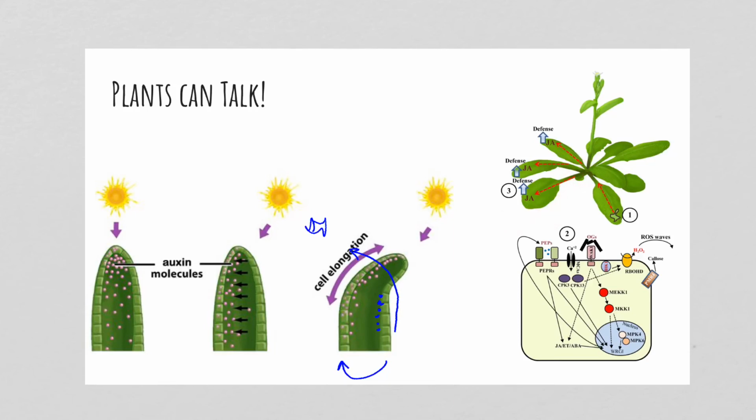So it's another way that plants can talk to each other, again, using cell signaling, using communication, using molecules to help change what's going on inside the nucleus to make different proteins to help it work overall.